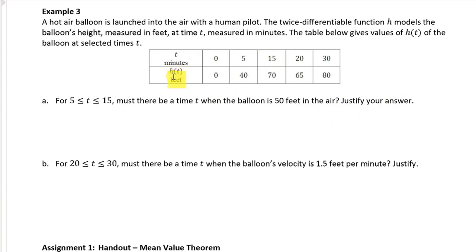Well, if this function is differentiable, which it is, and it starts off at 40 feet and then it goes to 70 feet, it must have hit 50 feet somewhere in the air. So we would say yes. All right, so yes.